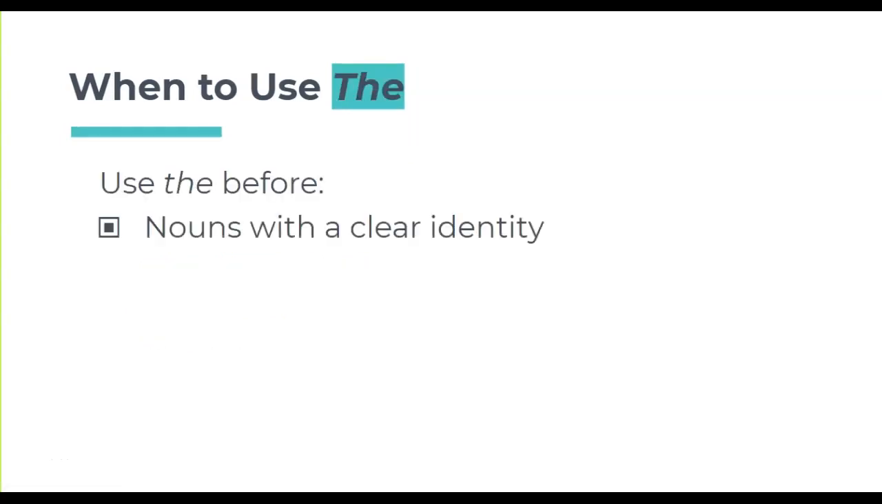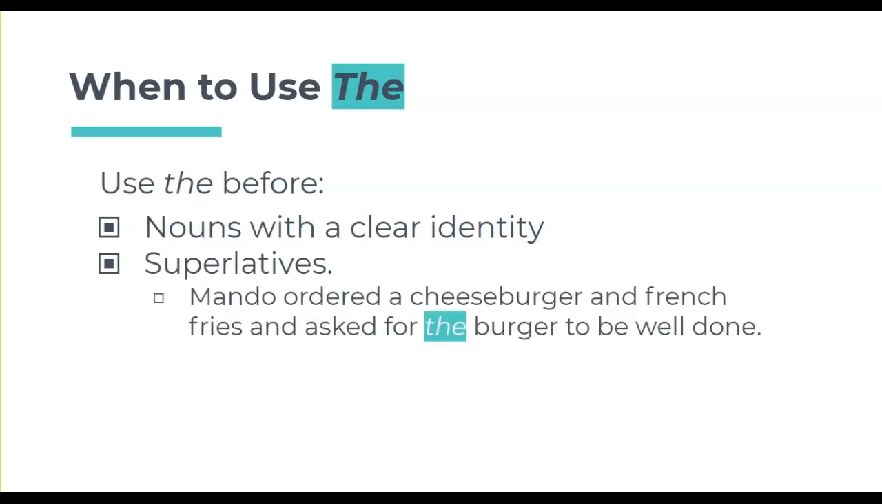Use the before any nouns whose identity is clear to your audience and before superlatives. Mondo ordered a cheeseburger and French fries and asked for the burger to be well done. The is used because it refers to a cheeseburger that's already been mentioned, the one that Mondo ordered.